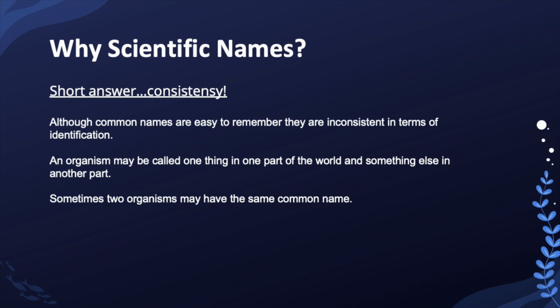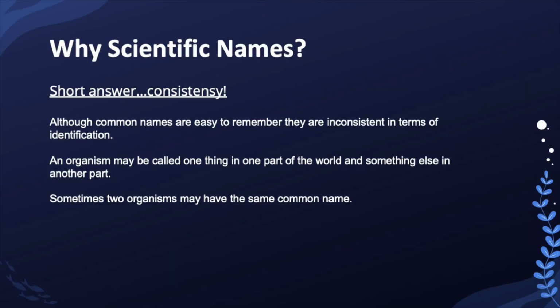So you may have asked yourself, why bother with scientific names? Why do I need to learn them? Why do I need to use them when I'm trying to figure out the name of a particular organism? And the short answer really is consistency. Although common names can be very easy for us to remember, there can be some inconsistencies with identification if we're just solely focusing on the common name.